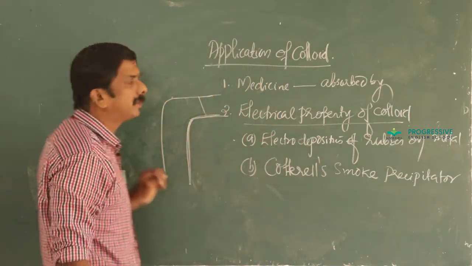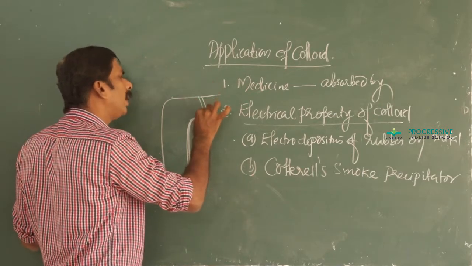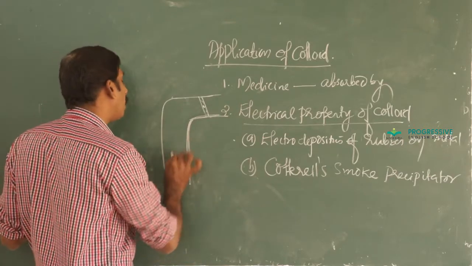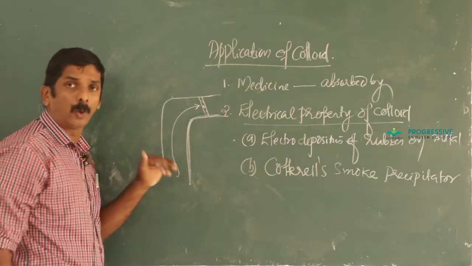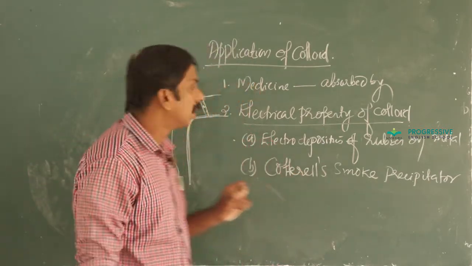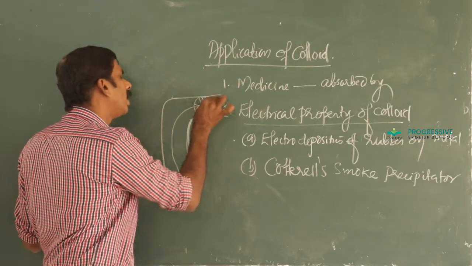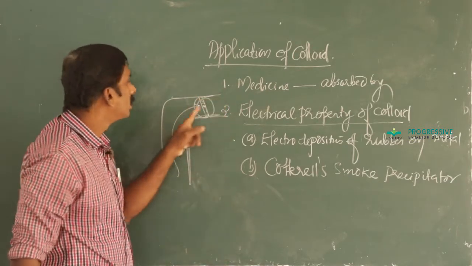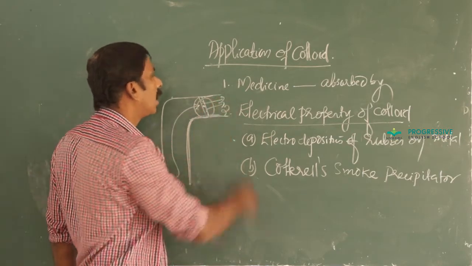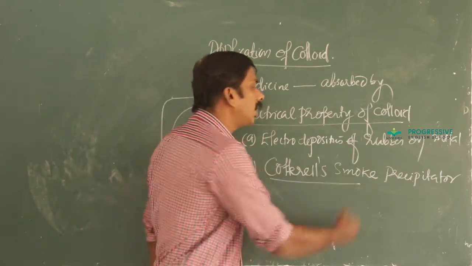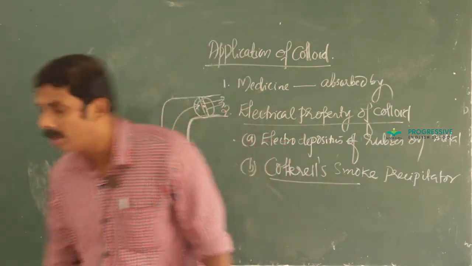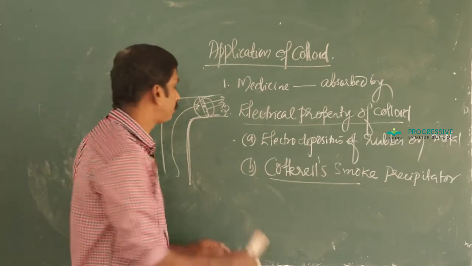And in order to minimize that, an electrically charged plate is kept at the mouth of chimneys, and when smoke enters through this outlet, smoke is a colloidal system which contains carbon and dust. The carbon and dust particle get deposited in the charged plate, and the remaining gas is free from carbon and dust. That is called a Cottrell smoke precipitator, which is also based on the electrical property.